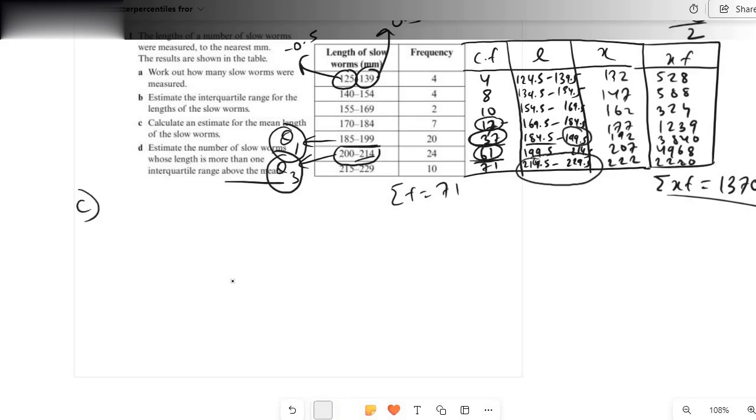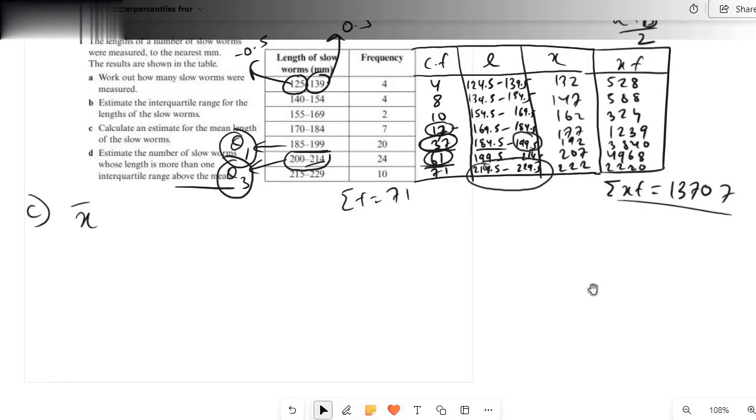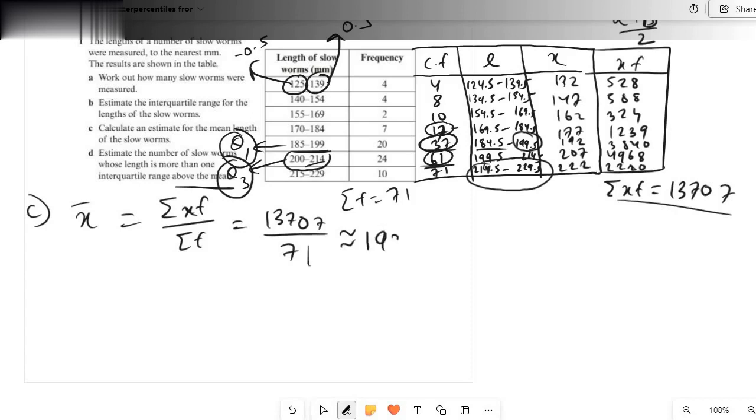For number C, we have to calculate an estimate for the mean length. We have already done all of the mathematics here by calculating summation of xf, x, and their corresponding product, xf. So the mean is going to be summation of xf divided by summation of f. So 13707 divided by 71, which gives us an approximate value of 193.1 millimeters.